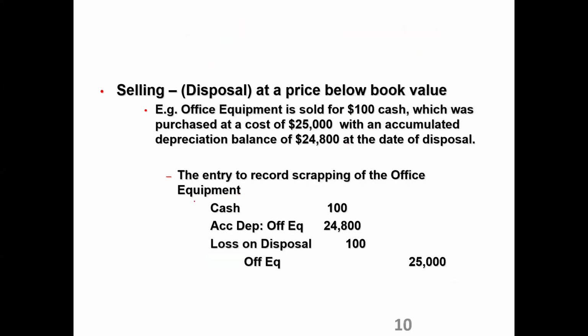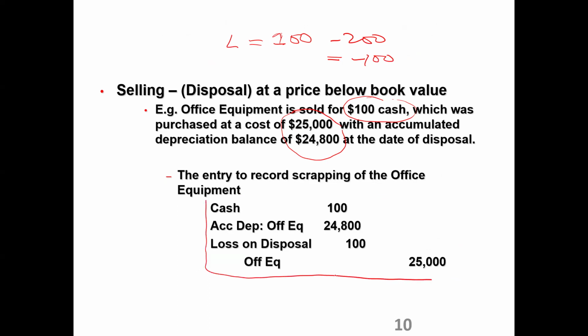In the next example, the cost and the accumulated depreciation are the same, but the selling price is now 100. In this case, we will have a loss, because we are selling the asset for 100 and the book value is 200, so we have a loss of 100. So we have cash debit 100, accumulated depreciation debit 24,800, loss on disposal debit 100, and office equipment credit 25,000. The total of debits, which is 25,000, is equal to the total of credits, that is 25,000.